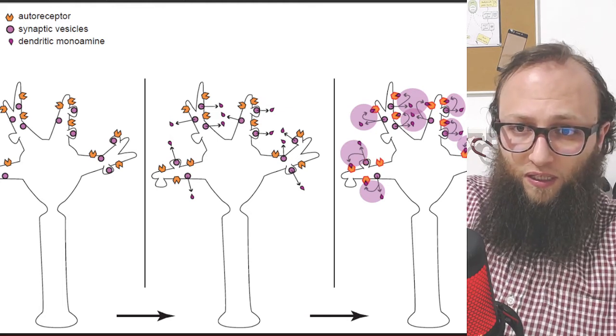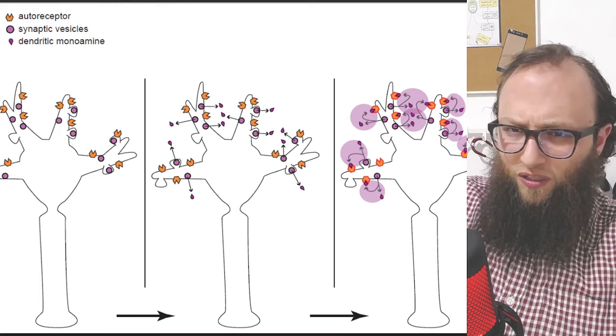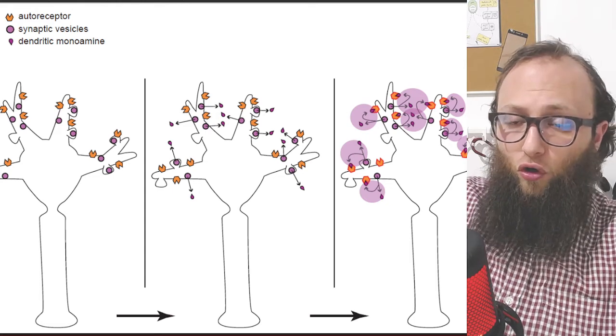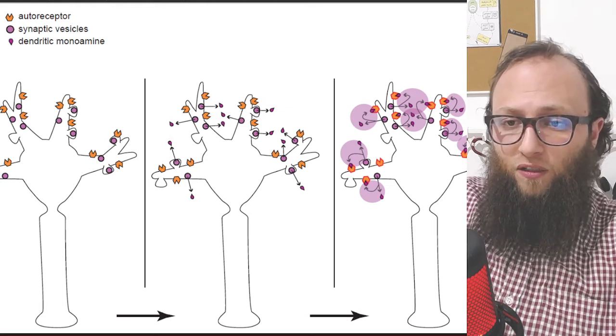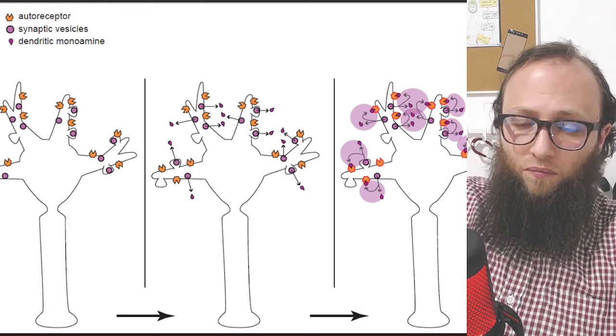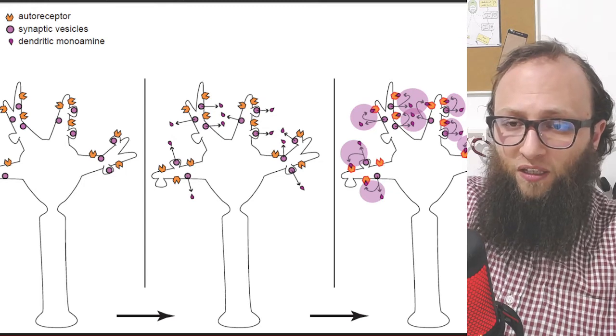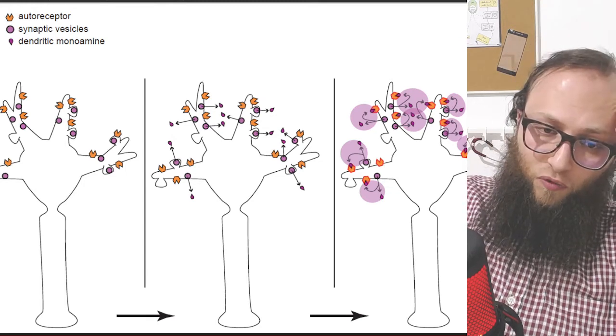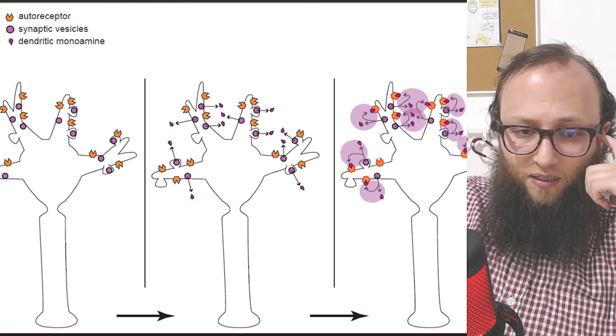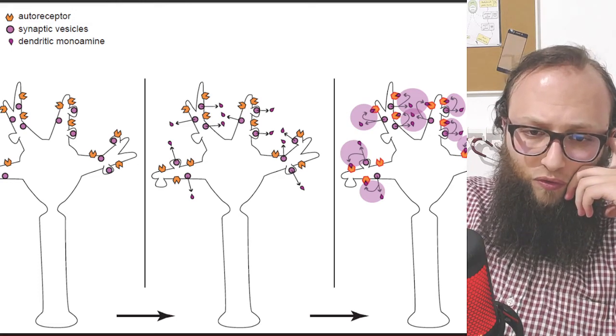synaptic vesicles and the autoreceptors. There's no synapse between them. It's some kind of volume neurotransmission. The neurotransmitters are released, then by diffusion they just bind to these autoreceptors, and that's why we talk about it here as a kind of volume neurotransmission.